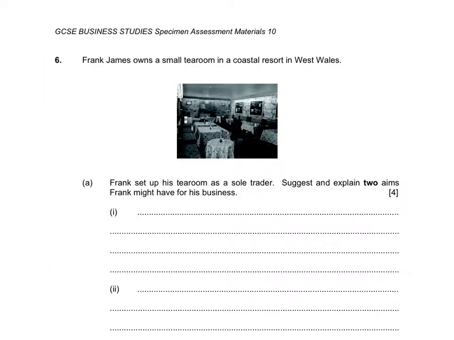Okay, don't get confused with this question. It's talking about Frank James, and his small tea room, which is really exciting for us all, right? He set it up as a sole trader, but that's irrelevant. It says, suggest and explain 2 aims Frank might have for his business. So all we've got to do is say an aim and then explain it, right? Now, an obvious aim always is to make profit. But you're sitting there thinking, how am I going to explain profit? So you say, he would aim to make a profit. This means you'd aim to have more revenue than costs. I mean, what else can you say? There's literally nothing else you can say with profits.